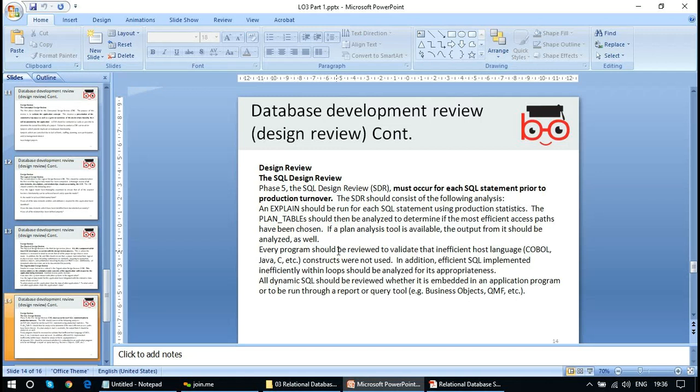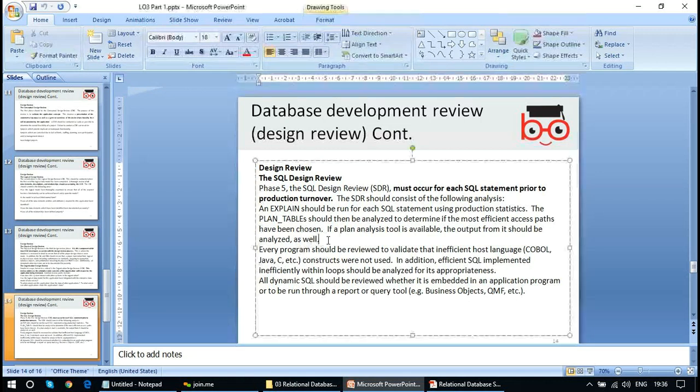Basically, you created an SQL, then its design can itself be reviewed using the SQL tools. Like, explain is a command which would give you the statistics. The plan table should give you the most efficient access paths. Then every aspect of the database can be reviewed using its tools. So it's advising that you review the SQL as well.